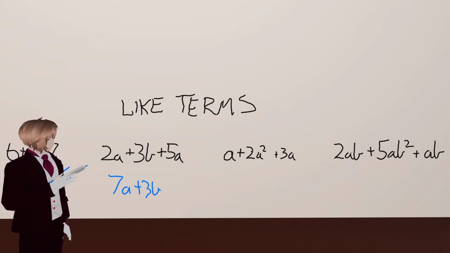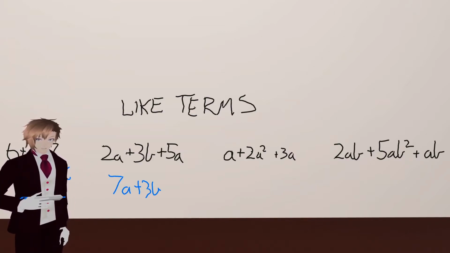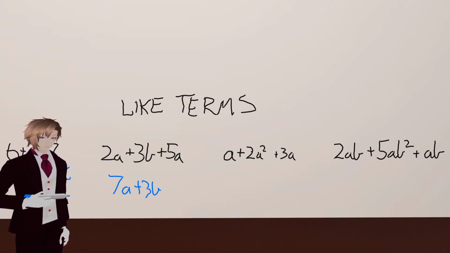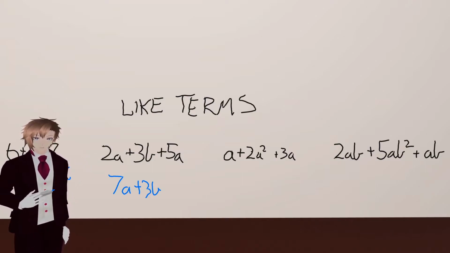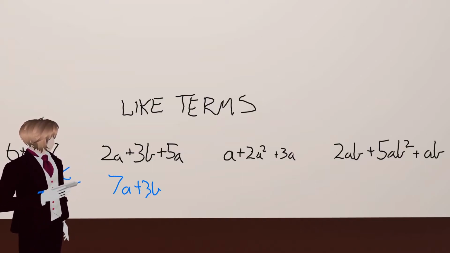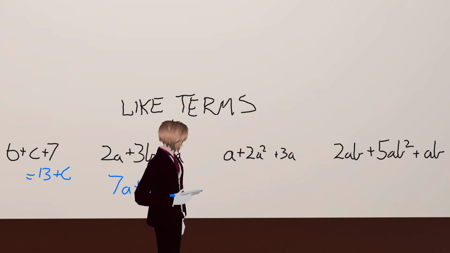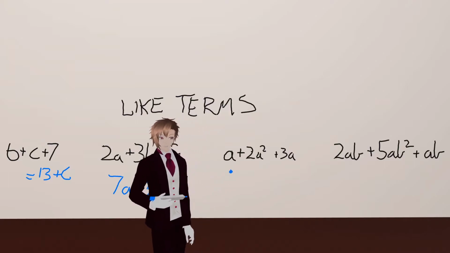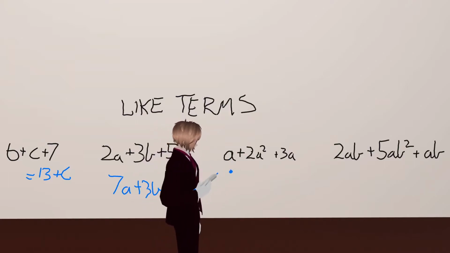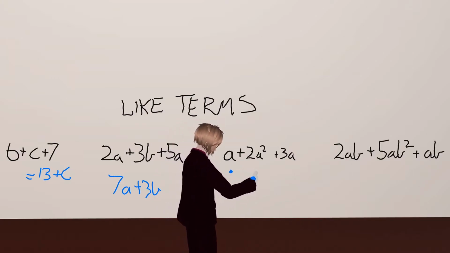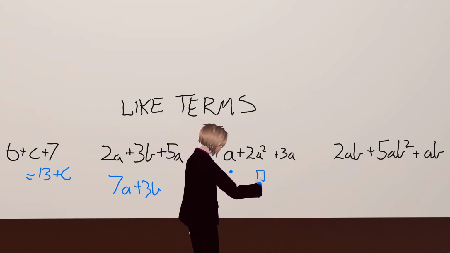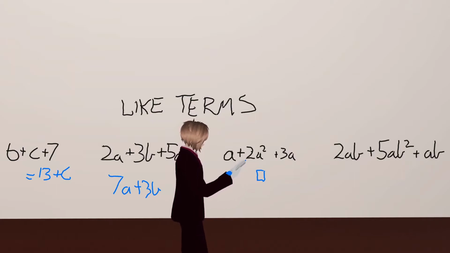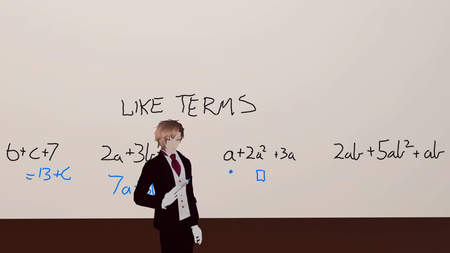Our third example, we have something with a power in it. Something with a power, an a squared, is very different to an a. If I was to draw this a, it might just be a dot, because it is to the power of 1. This a squared, however, is a square, because it's a squared. This is actually quite different to this one.